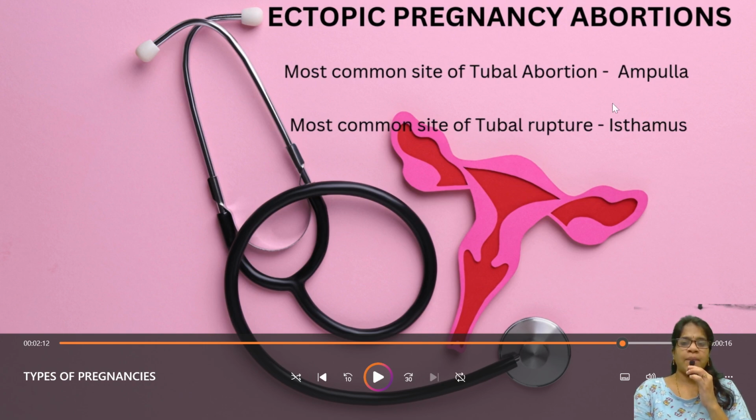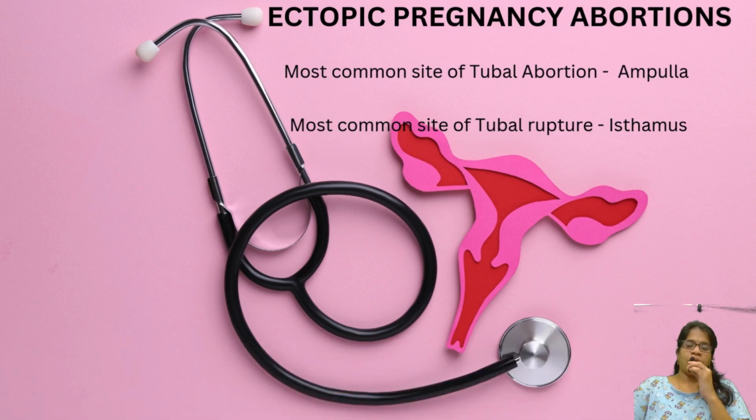If the ampullary region is not observed, and it goes on for the next month or so, it may lead to tubal rupture because the cells would increase as the fertilized egg keeps dividing and growing in size. If it grows, it leads to a tubal rupture that could happen in the isthmus area next to the ampullary region of your fallopian tube. So these are the common sites for abortions in ectopic pregnancy. Okay, hope I am clear.